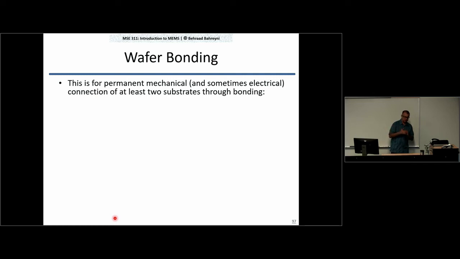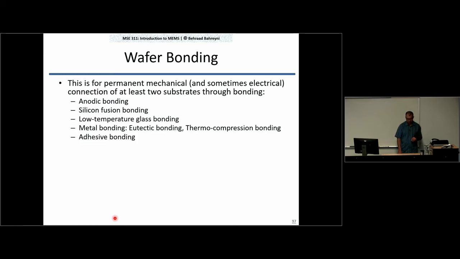There are other reasons that you may want to do wafer bonding. There are different ways of doing that, taking one wafer and bonding it to another wafer. You can have anodic bonding that we will talk about quickly. Fusion bonding is for silicon or oxidized silicon only. You can have low temperature glass bonding, thermocompression bonding, eutectic bonding, all sorts of different ways of bonding two wafers to each other.